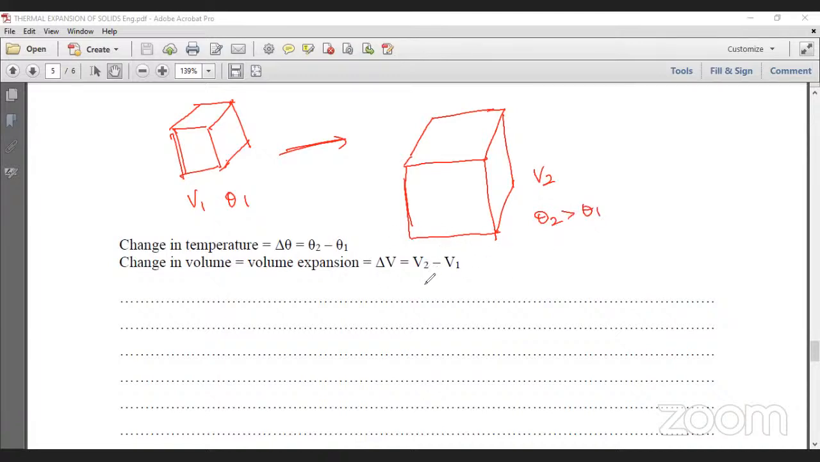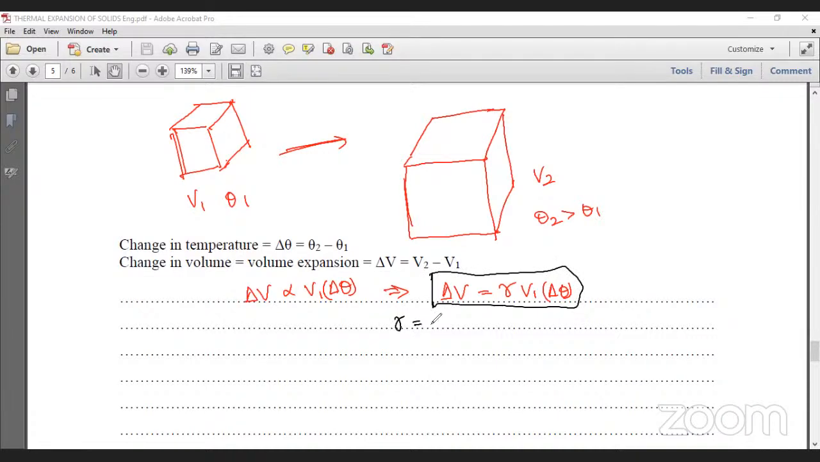Experimentally we can show that the volume increase is proportional to the initial volume and the temperature change. So you can write delta V is proportional to V1 delta theta. You can introduce a proportionality constant, so delta V equals gamma V1 delta theta. This is the equation for expansion, and this gamma is called the coefficient of volume expansion.